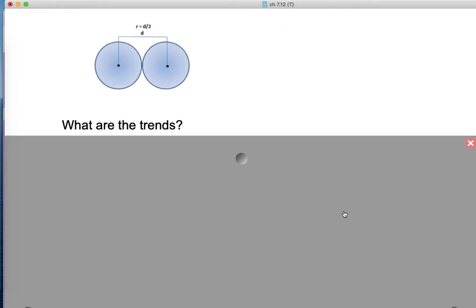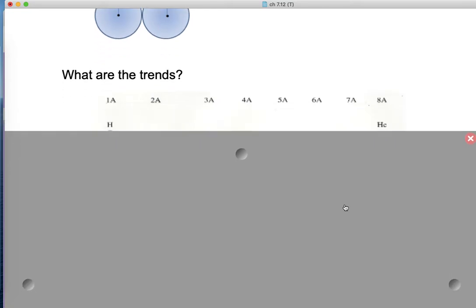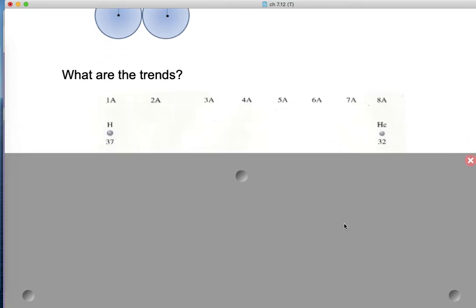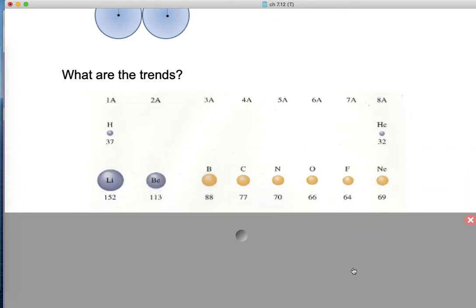And let's look at the trends. By the way, this is an outdated numbering system for the groups in the periodic table. We don't use these anymore. We're essentially looking at groups 1, 2, and 13 through 18. So in the first period, and these values are in picometers, by the way. A picometer is 10 to the negative 12th meter. Hydrogen 37, helium 32. In the second period, we see lithium 152, beryllium 113, boron 88, carbon 77, and so forth.